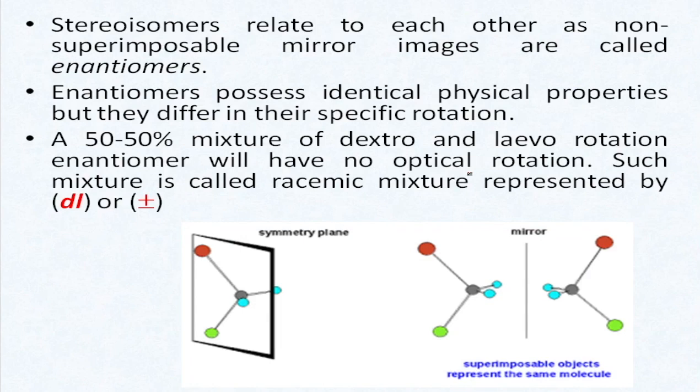Stereoisomers that relate to each other as non-superimposable mirror images are called enantiomers. Enantiomers possess identical physical properties but they differ in specific rotation. A 50-50 mixture of dextro and levo rotation enantiomers will have no optical rotation. Such a mixture is called a racemic mixture, represented by DL or plus minus.